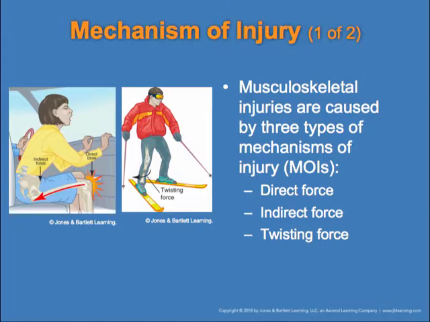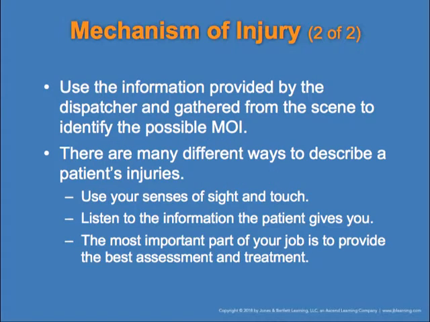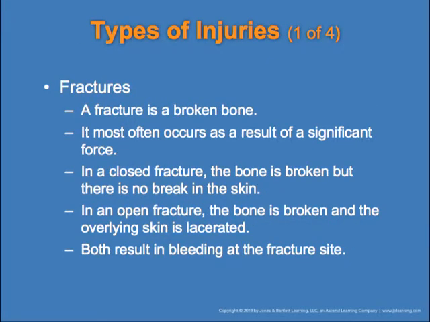And a lot of times we have the ability to predict that by simply paying attention to the patient's mechanism of injury. Musculoskeletal injuries are caused by three types of mechanism: direct force, indirect force, and a twisting force. Use the information provided by the dispatcher en route to the call and gathered from the scene to identify the possible mechanism of injury. There are many different ways to describe a patient's injuries. Use your senses of sight and touch. Listen to the information the patient gives you. And the most important part of your job is to do a thorough assessment and provide the best treatment you can.